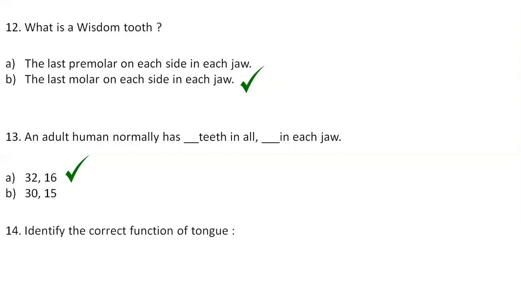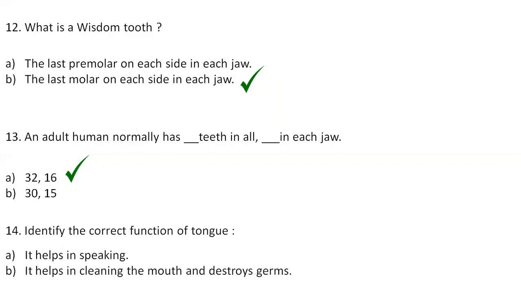It is, identify the correct function of tongue. And here the options are, option A, it helps in speaking, or else it is option B, it helps in cleaning the mouth and it destroys the germs. So here the correct answer is option A. That is, the tongue helps in speaking.